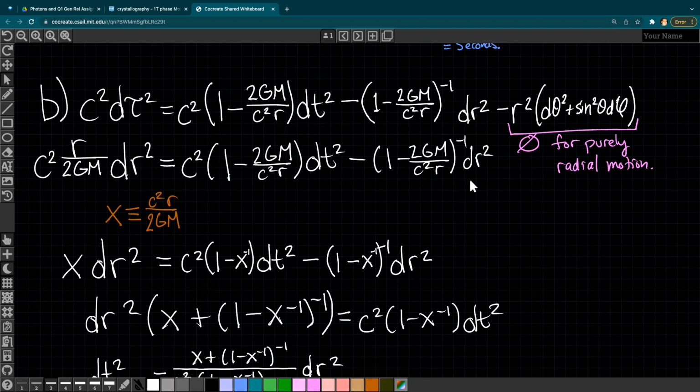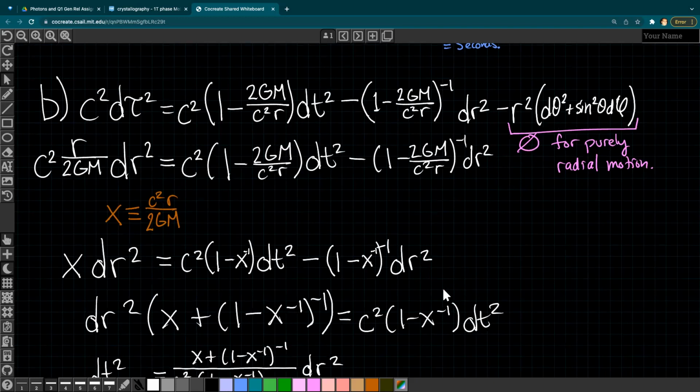And if we make the substitution, we're seeing 2GM over c squared r, r over 2GM, what we have here. We're seeing that very often. That's coming up over and over again. So let's just make that equal to x. So then we have just x times dr squared equals this over here.